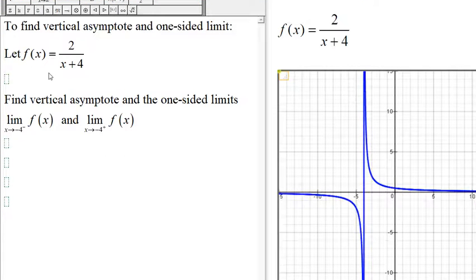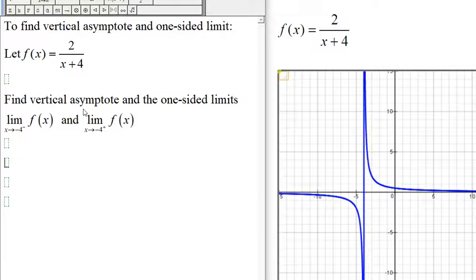Here we have the function f of x equal to 2 divided by x plus 4. And if we graph it on the graphing calculator, this is what the graph looks like. And this vertical line right here is called the vertical asymptote.